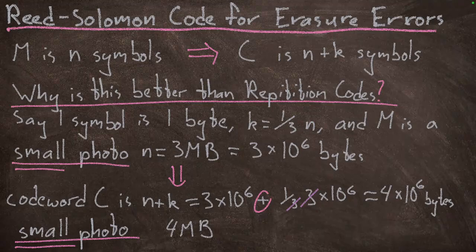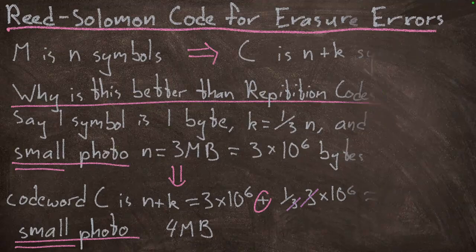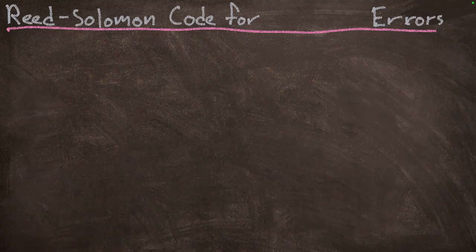That's another small photo. That's fine. You know, blowing up from a small photo to a terabyte was awful, but going from a small photo to a small photo, that's a fine error-correcting code. Right. So now we have 3 megabytes to 4 megabytes. Okay, that's the Reed-Solomon code with erasure codes.